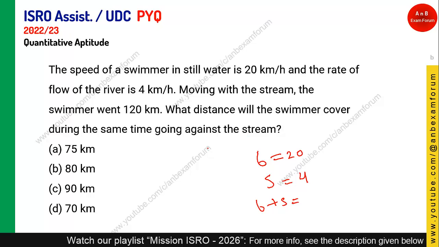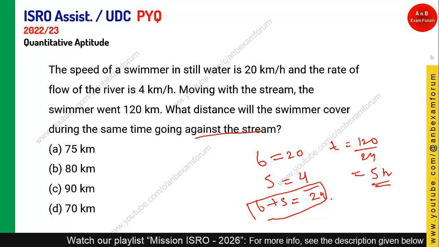The swimmer went up to 120 kilometers. What distance will the swimmer cover during the same time against the stream? So you know B plus S is what? Downstream, so it becomes 24. Since it is going downstream, you should know the time. So the time duration would be 120 by 24, and it becomes how much? 5 hours. So time is 5 hours.